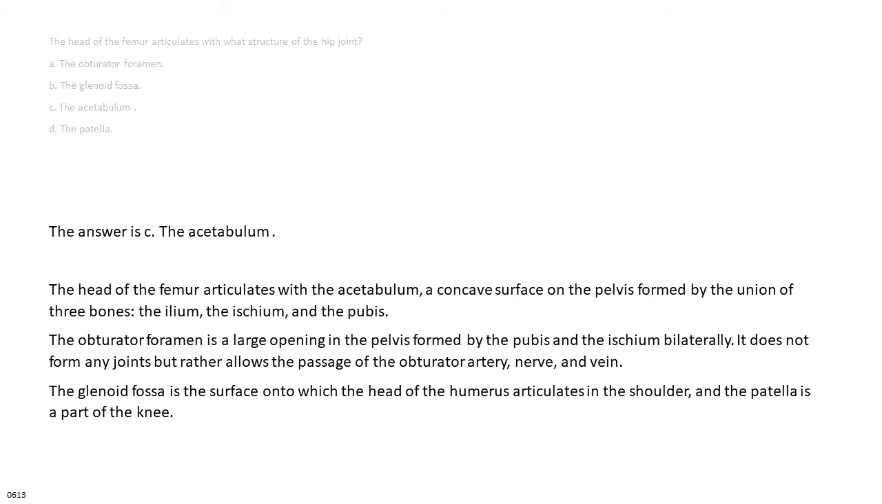The answer is C. The acetabulum. The head of the femur articulates with the acetabulum, a concave surface on the pelvis formed by the union of three bones, the ilium, the ischium, and the pubis. The obturator foramen is a large opening in the pelvis formed by the pubis and the ischium bilaterally. It does not form any joints but rather allows the passage of the obturator artery, nerve, and vein. The glenoid fossa is the surface onto which the head of the humerus articulates in the shoulder, and the patella is a part of the knee.